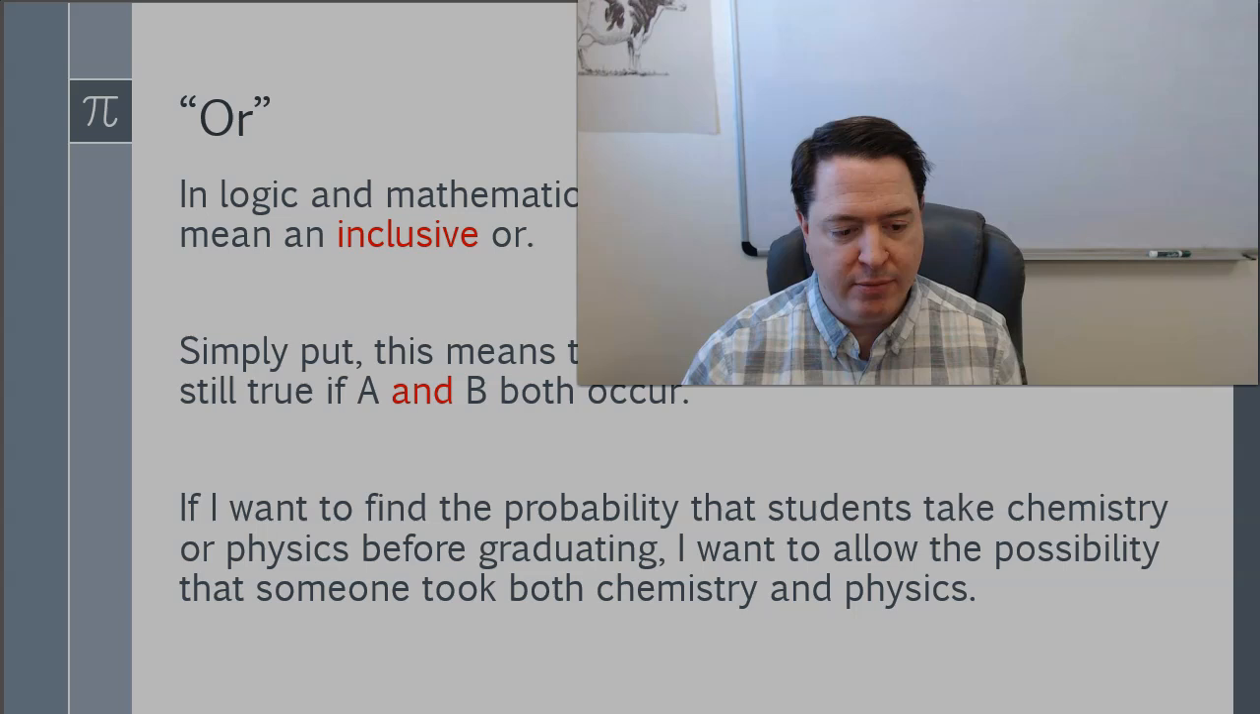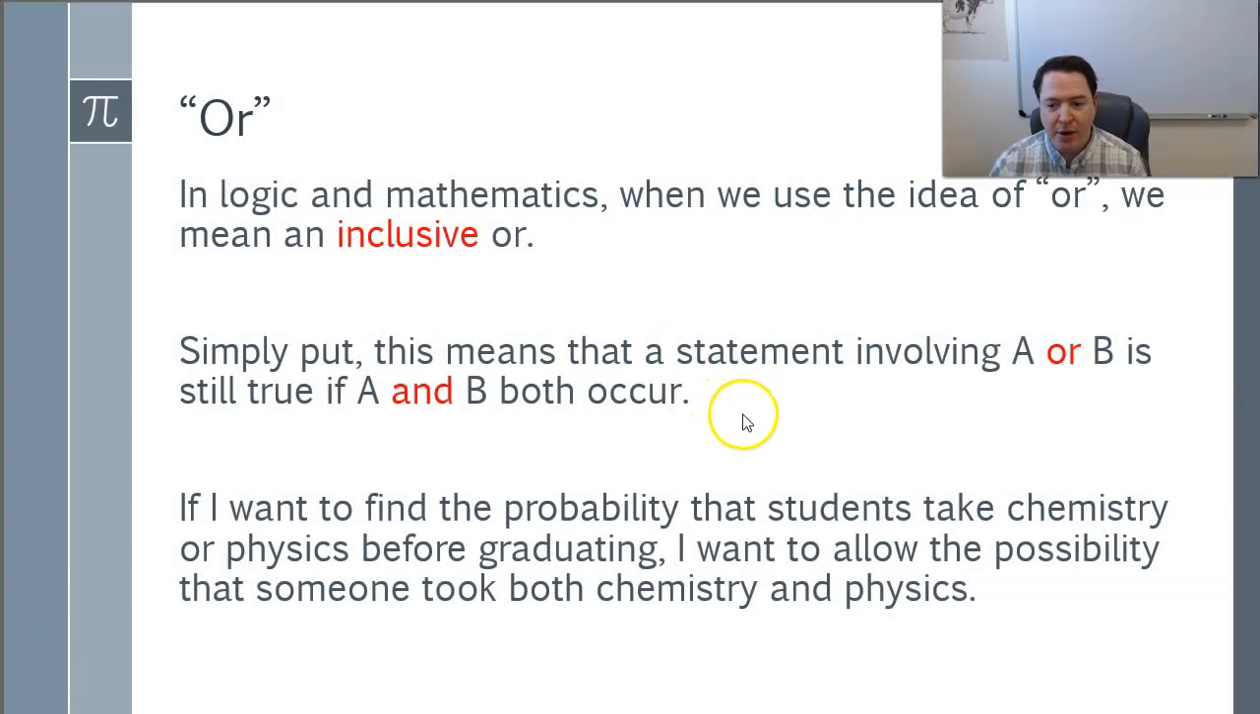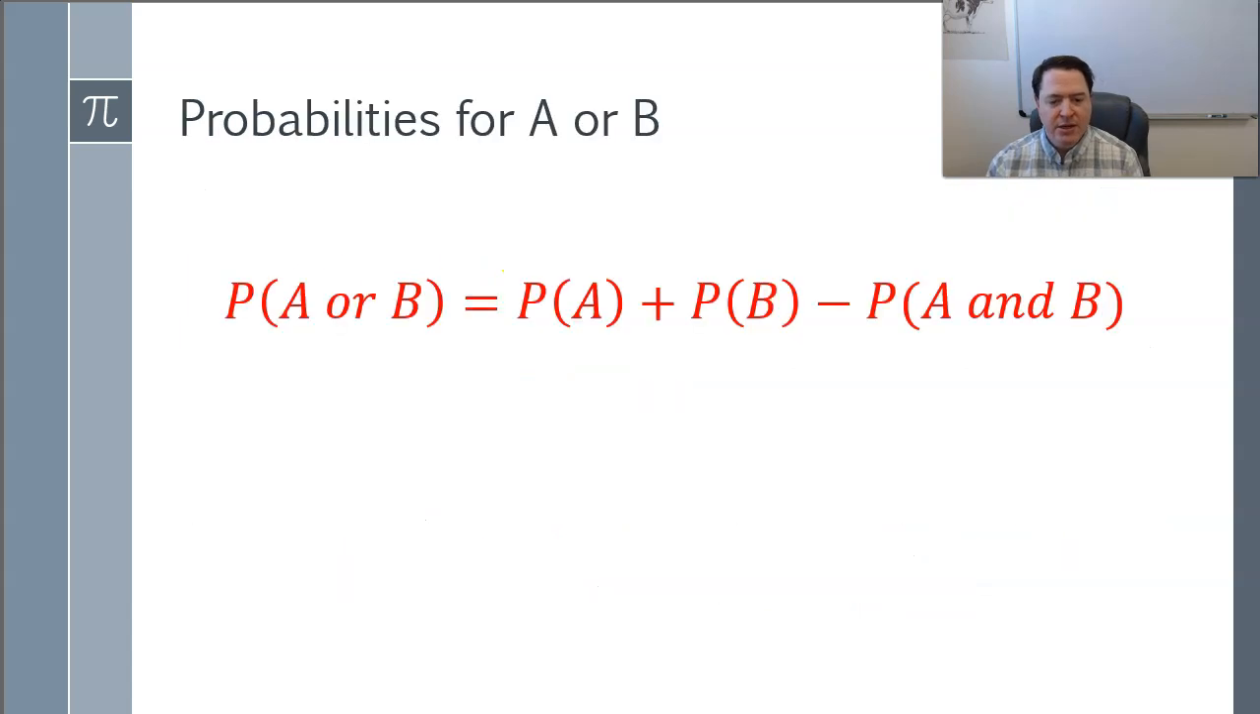Okay, so we're going to have a formula for all of that, but I just wanted to make sure we understood what that inclusive means as we're going through these probabilities. And I'm not going to be really using that word inclusive because it's already implied in logic and math. So let's look at these probabilities. This would be this formula that I have right here.